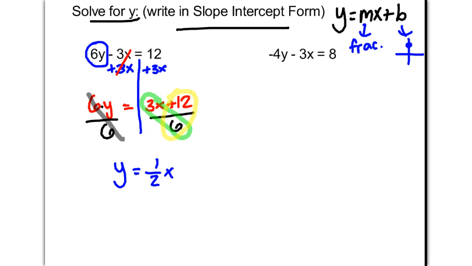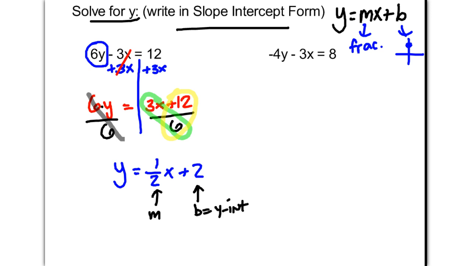And the next one, 12 divided by 6 in the yellow circle there. 12 over 6 is 2. And looking at the signs, it's positive over positive, so it's still positive 2. So that's our equation in slope-intercept form. The 1/2 is the m, and the y-intercept, the b value, is 2.